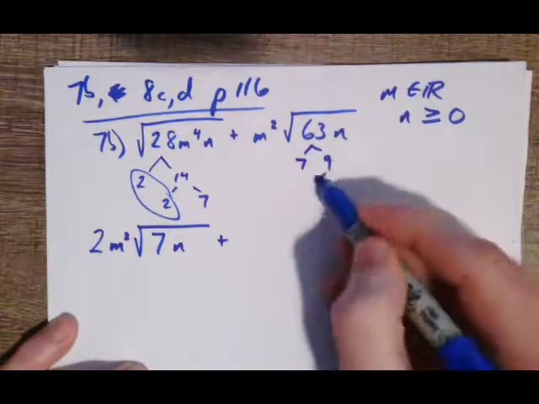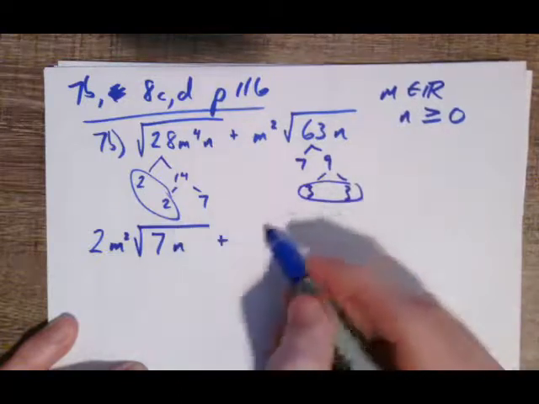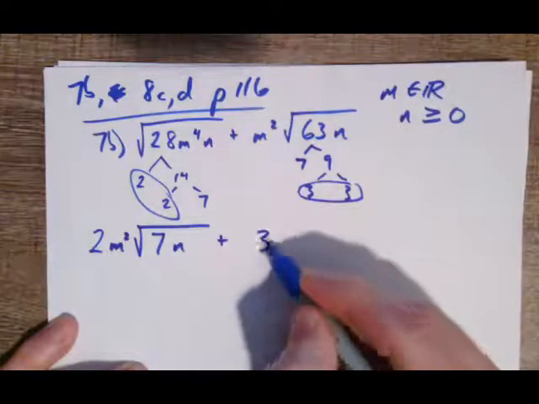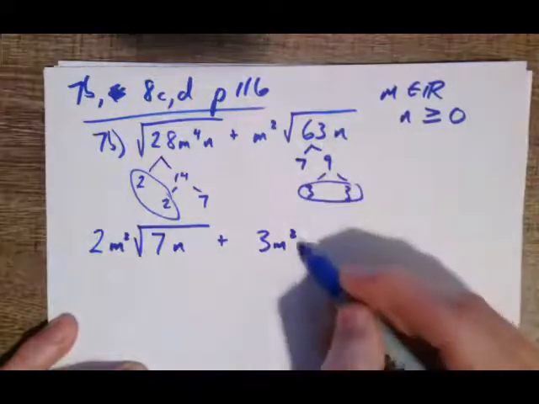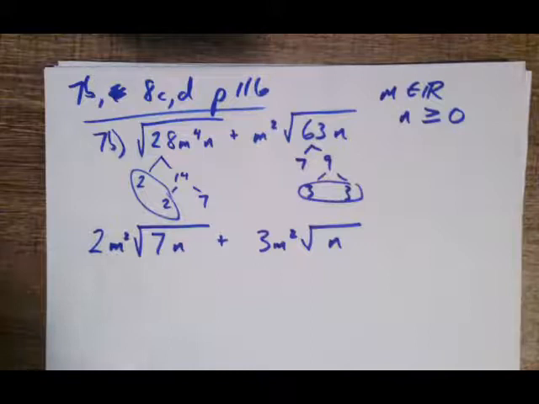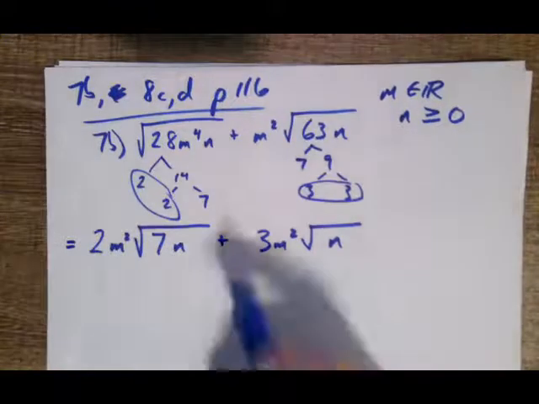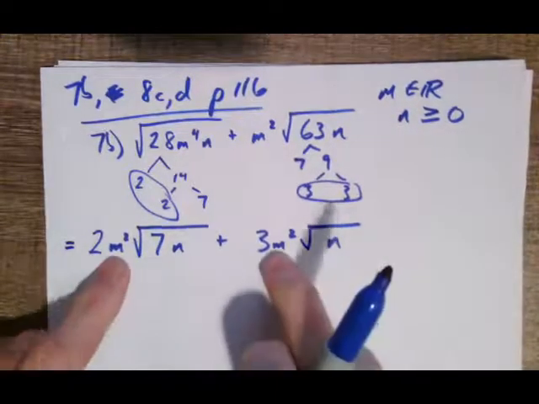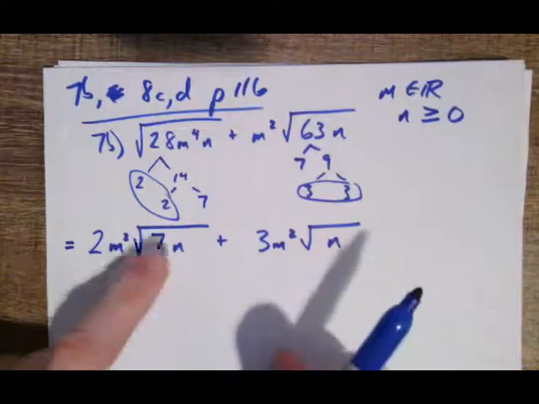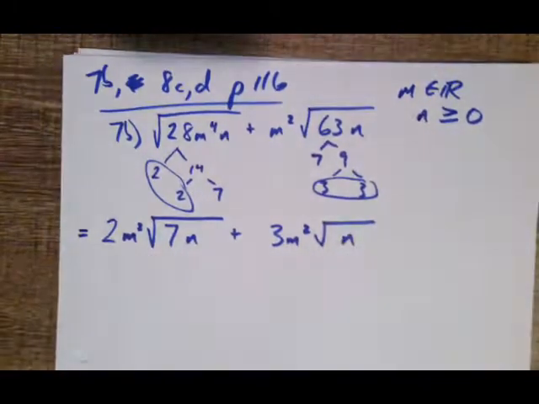plus 63 is 7 times 9. Yeah, that's right. And then 9 is 3 times 3. There's our pair. We're going to pull that 3 out. There's already an m squared out. That n's not going anywhere because it's by itself. Now, that's it. If we wanted to add these, because it's saying add, we have the m squareds, it's great. We have the n's, that's great. But we have that 7n. So we cannot combine those.